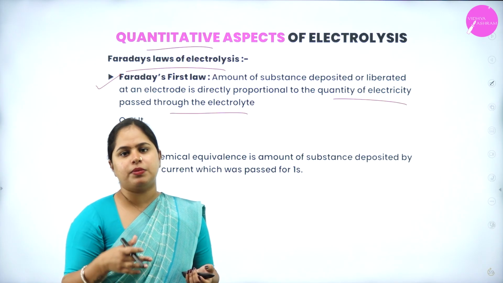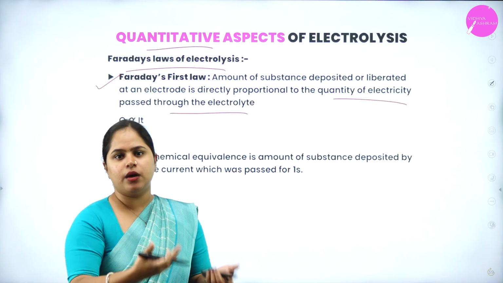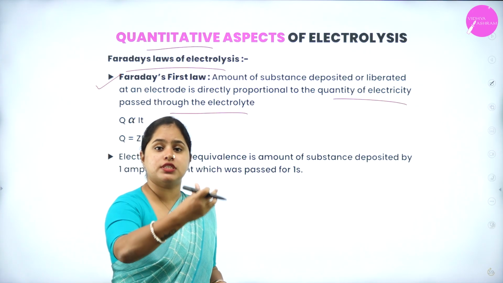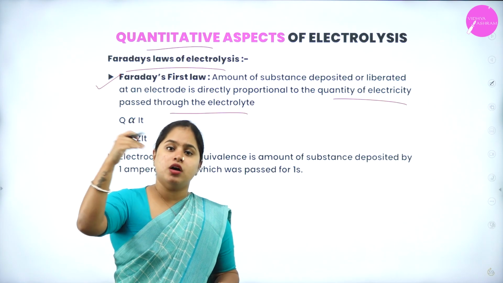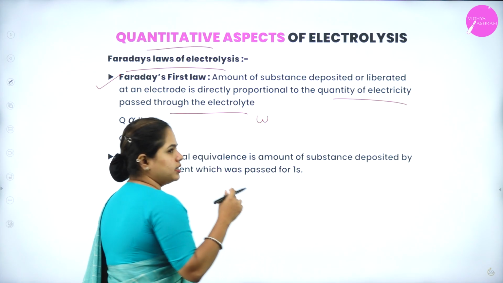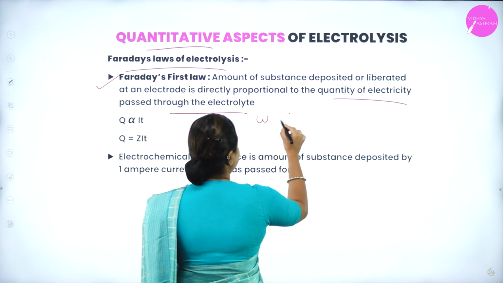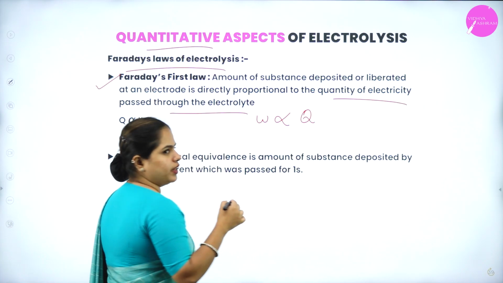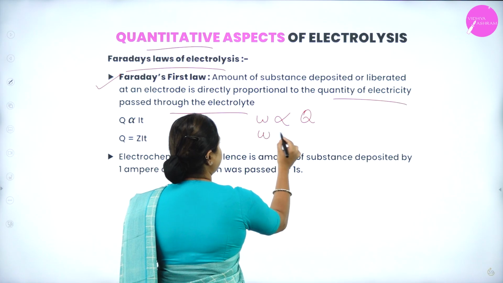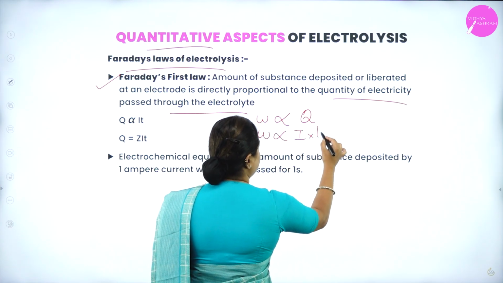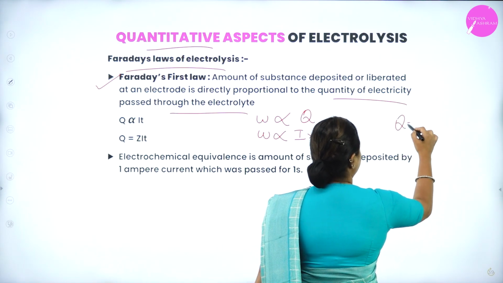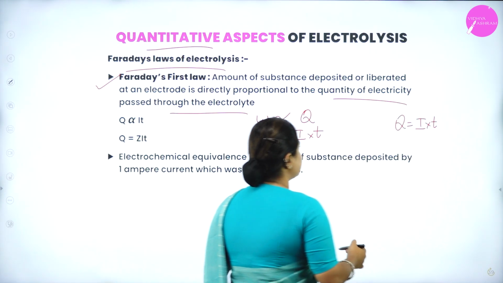In electrolysis, what happens? Electricity is passed and decomposition of the electrolyte will take place. Substances will be formed, right? Now, how much of the substance is formed will directly depend upon how much electricity is being passed. So what does that mean? The amount of substance, that is the mass of the substance, is directly proportional to the charge, or how much electricity I am passing through it. So the mass will be directly proportional to I into T. We know that charge is equal to I into T, right? Q is equal to I into T. In physics, you have already studied this equation.